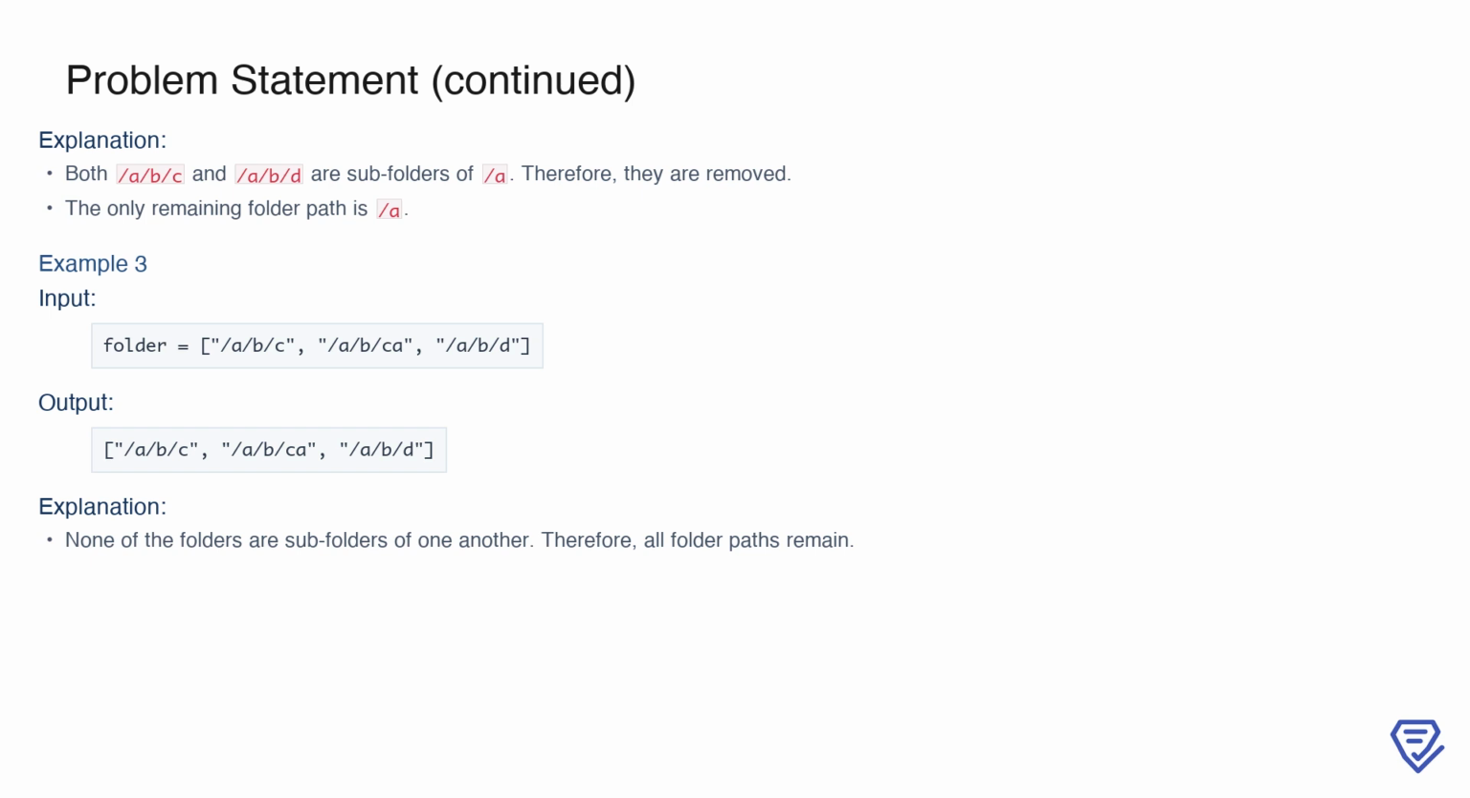Now, consider the second example. The input is /A//B/C, /A//B/D. In this case, both /A//B/C and /A//B/D are subfolders of /A, so they are removed. The only folder remaining is /A, which is not redundant because it has no parent folder in the list. The output here is /A. This illustrates how the problem prioritizes top-level folders by removing all their nested subfolders.